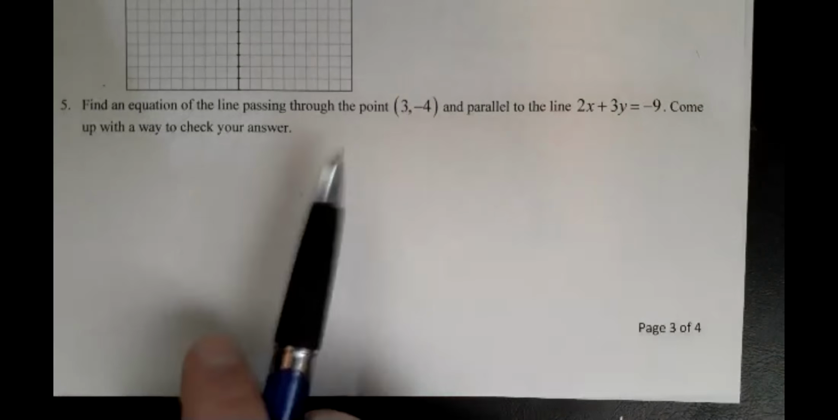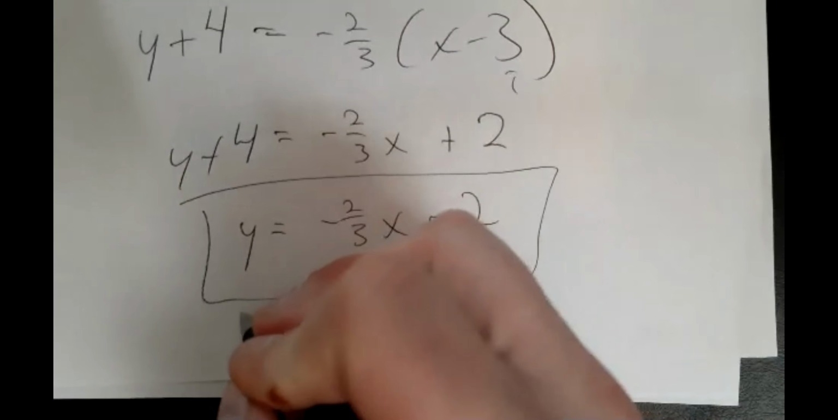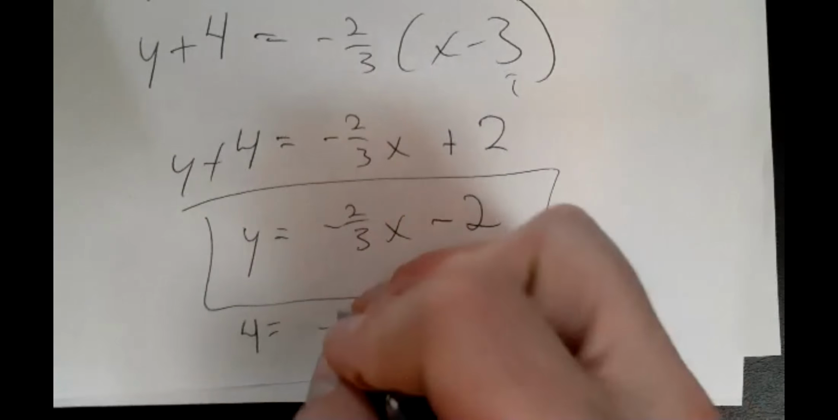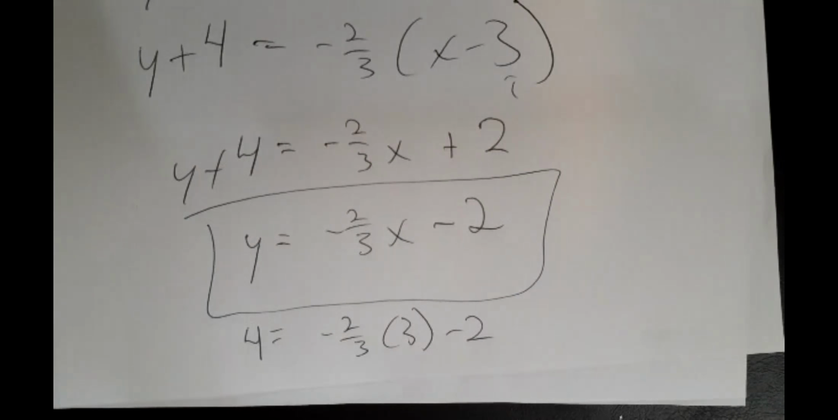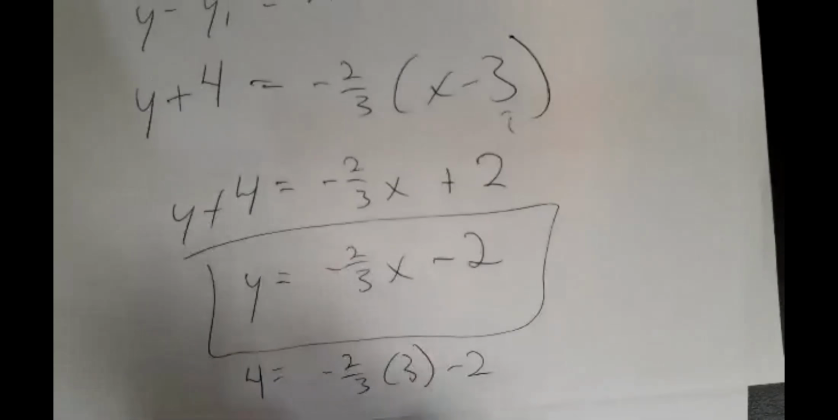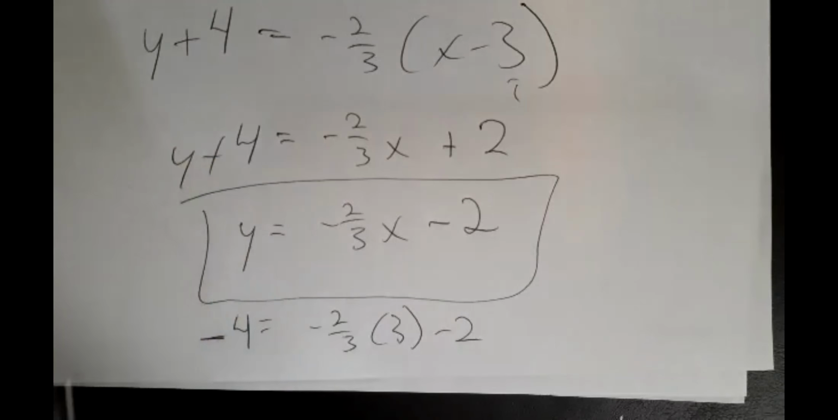And the other thing they asked here: does it pass through the point (3, -4)? So this is checking our solution. We're going to plug in 3 here for x and -4 for y, and check that. Ooh, I said the wrong number. What is it? (3, -4). That should fix it, and so that should check.